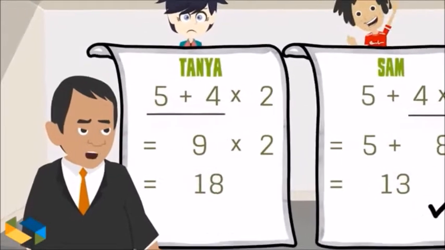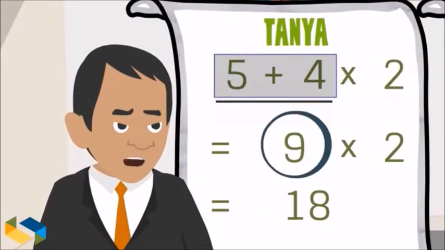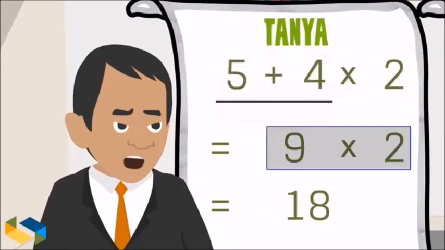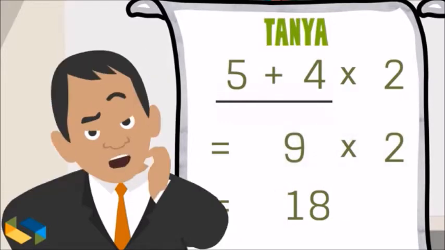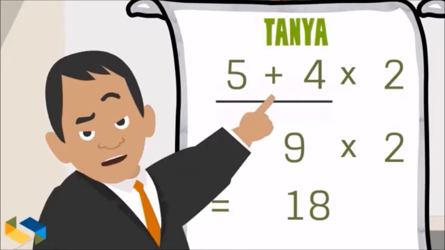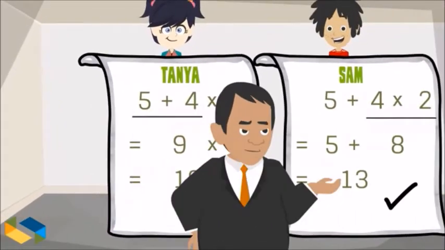Let's find out where Tanya went wrong. She got 5 plus 4, which is 9, that is correct. And 9 times 2 is 18, that is also correct. So where did she go wrong? Well, the problem lies in the order she did these operations. She did the addition first, followed by the multiplication, whereas it should have been the other way round.